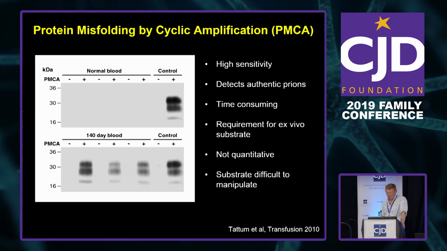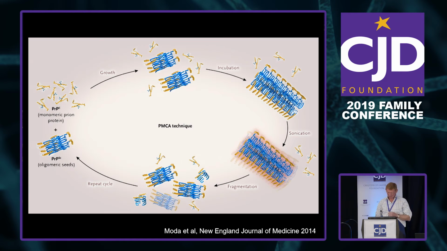I've summarized some of the attributes of PMCA. It can be very high sensitivity, and it does detect authentic prion infectivity, but it's very time consuming, and it has a requirement for ex vivo substrates. It's also, importantly, not quantitative, and it's really very difficult, if not impossible, to manipulate the substrate for the reaction. So the substrates are usually brain homogenate, made from rodents, which can be of a wild type or transgenic origin.